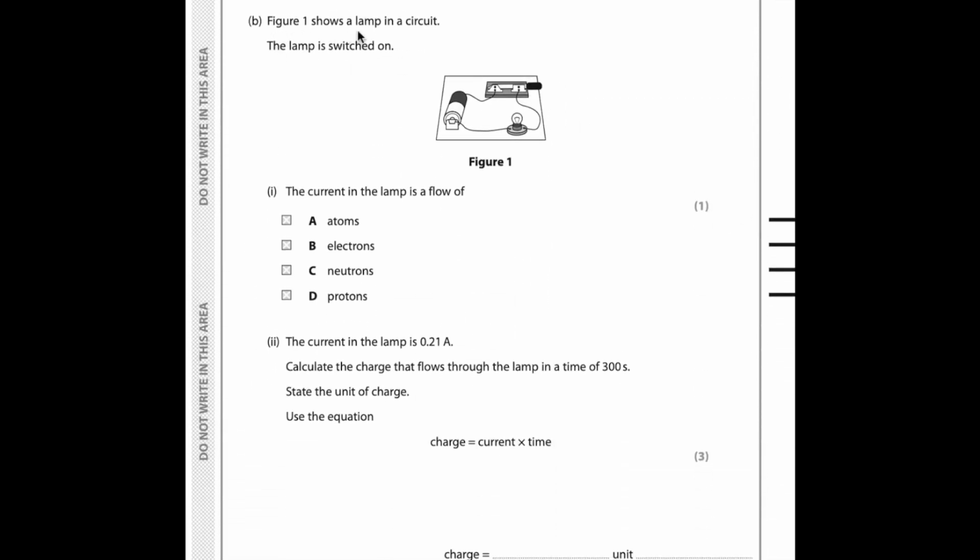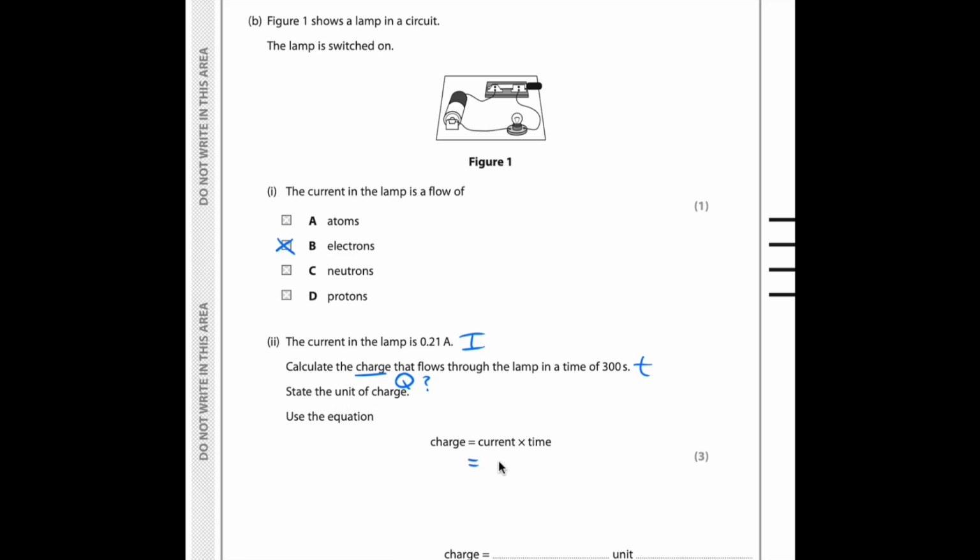Part B. Figure 1 shows a lamp in a circuit. The lamp is switched on. The current in the lamp is a flow of electrons. Part 2. The current in the lamp is 0.21 amps, so that's I for current. Calculate the charge, so we're looking for Q, that's charge, that flows through the lamp in a time of 300 seconds. Use the equation and state the unit of charge.